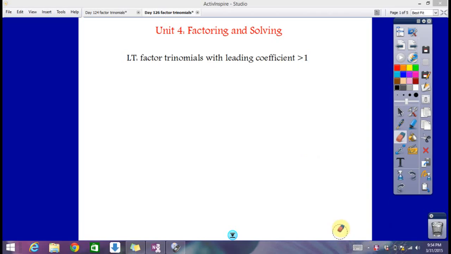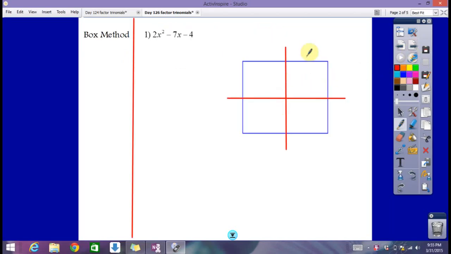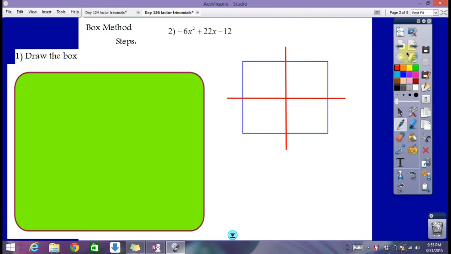Hello class, we're gonna factor trinomials when the leading coefficient is not 1, so when a is greater than 1. In the earlier lessons the leading coefficient was 1. There are several methods. The method that we're gonna review today is the box. I'm gonna first give you the overview of how to work with the box, and then we're gonna follow the steps.